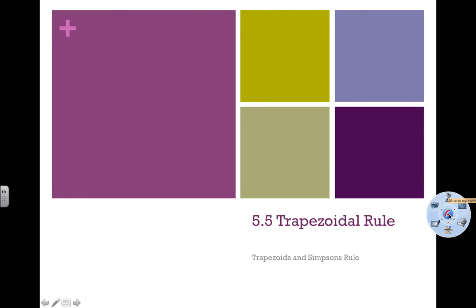This is the last lesson from Chapter 5. This is going to be the Trapezoidal Rule. So we're going to be dealing with trapezoids and something called Simpson's Rule. So two little rules here. You're going to feel that we're kind of going backwards, and we kind of are. Just kind of following the textbook here.